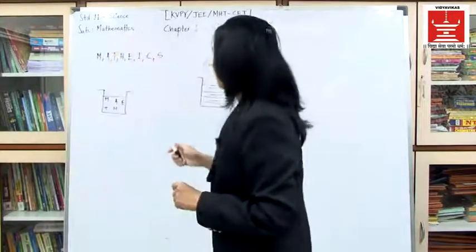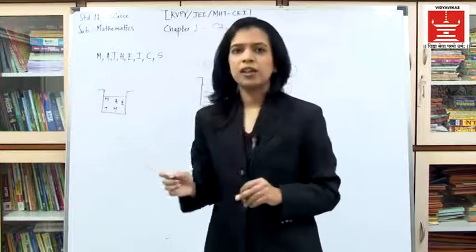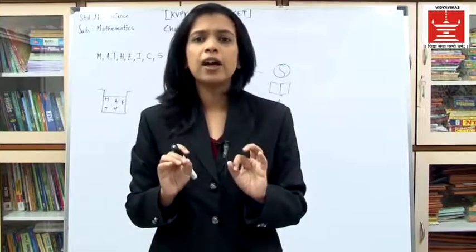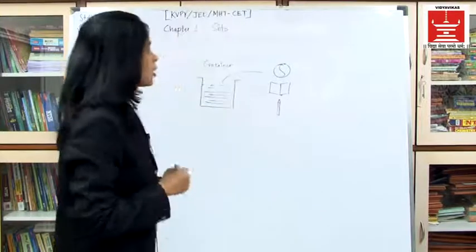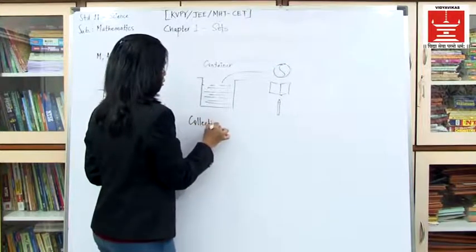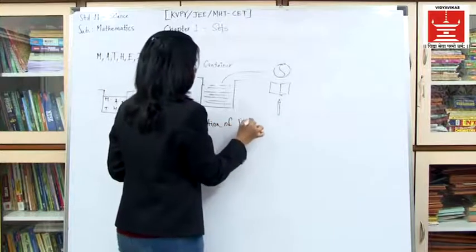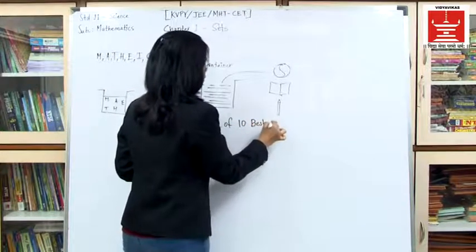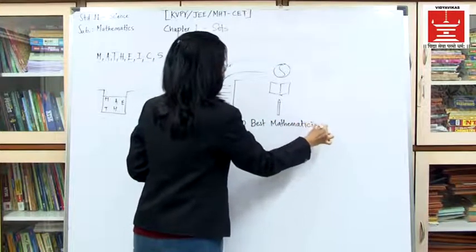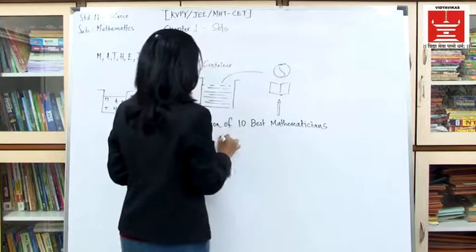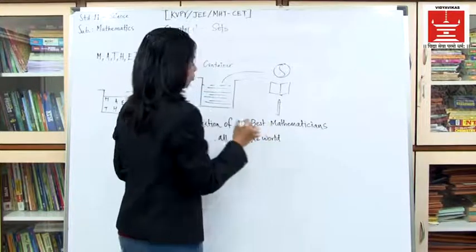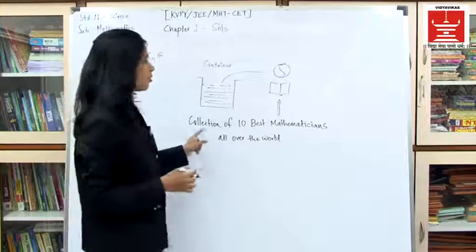So we say that such collection is well defined, and so we say that such collections only are called sets. Suppose I say a collection of 10 best mathematicians all over the world. So can this collection be well defined?